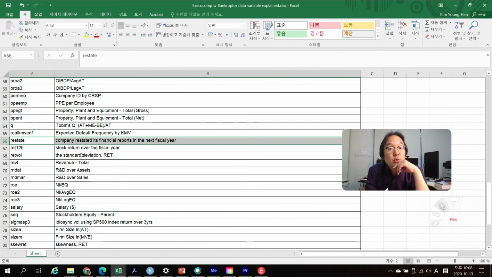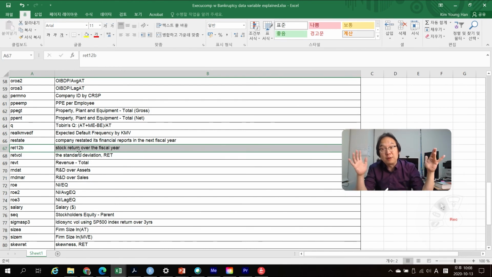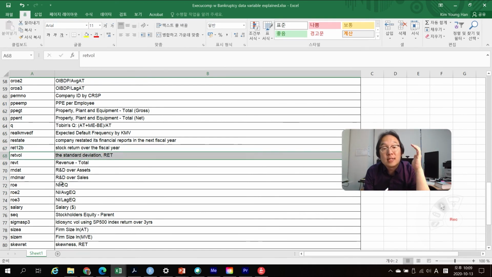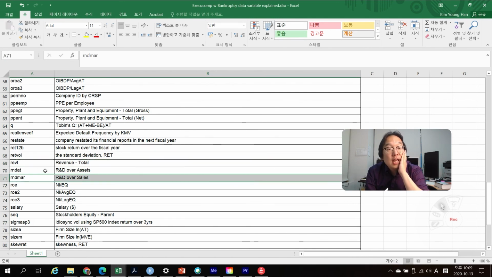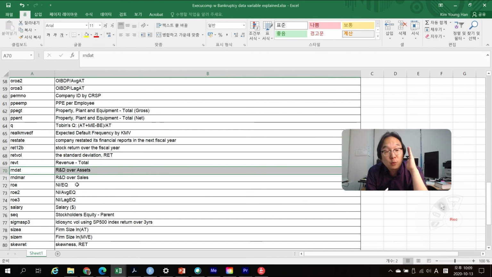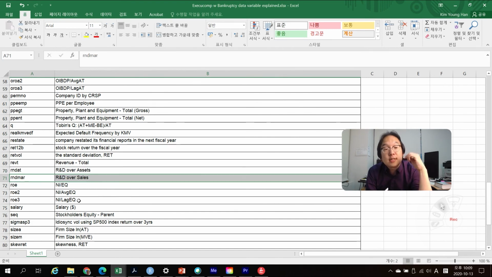Restate, I told you, this is the identification number, if the company restated their statement the following year. RET 12B, that's stock return over the fiscal year, 12-month return, for each different company. RET VOL, that's the standard deviation of return, the total risk of the companies measured in the stock market. And then REV T, that's revenue total, that's the sales amount. R&D AT, that's R&D expenditure divided by total assets. R&D margin, that's over sales.